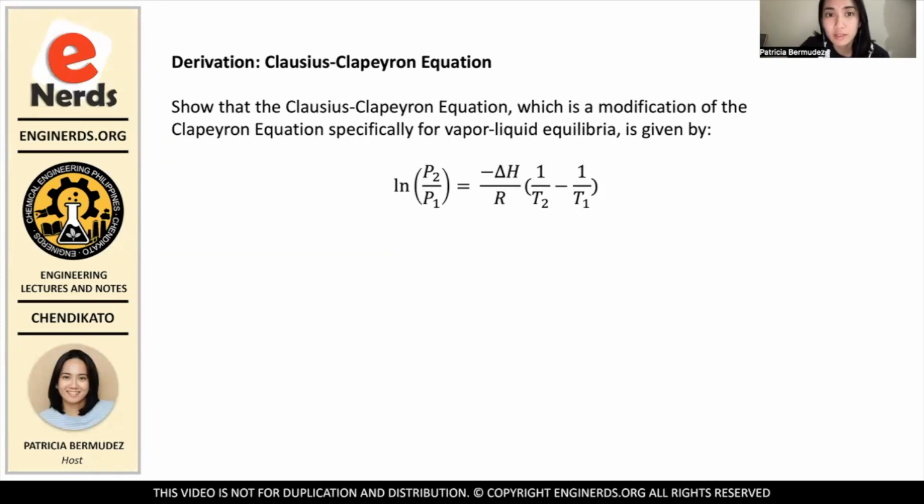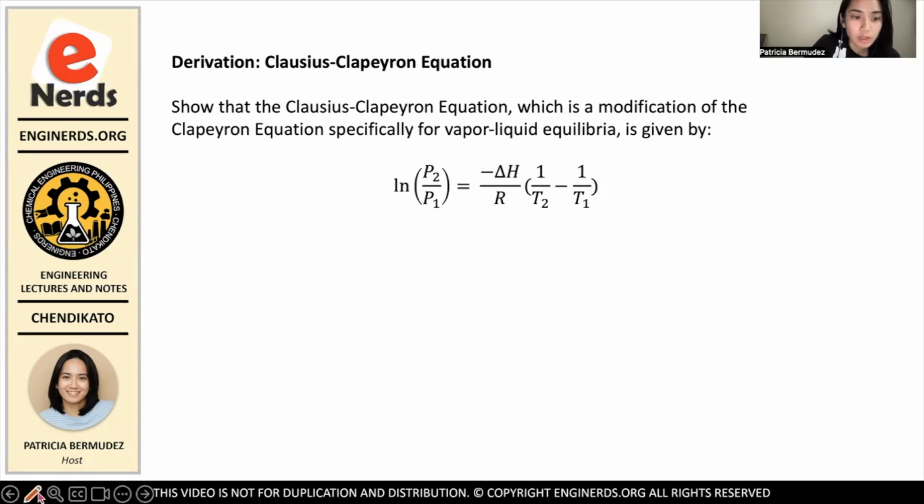And for today's video, we will be deriving the Clausius-Clapeyron equation. So the problem tells us to show that the Clausius-Clapeyron equation, which is a modification of the Clapeyron equation specifically for vapor-liquid equilibria, is given by ln of P2 over P1 is equal to the negative delta H over R multiplied by 1 over T2 minus 1 over T1.